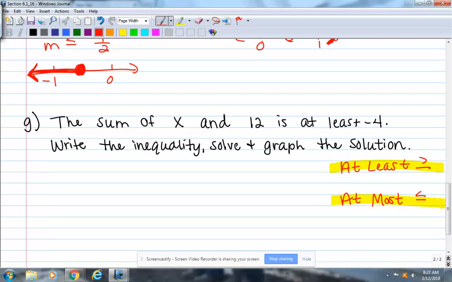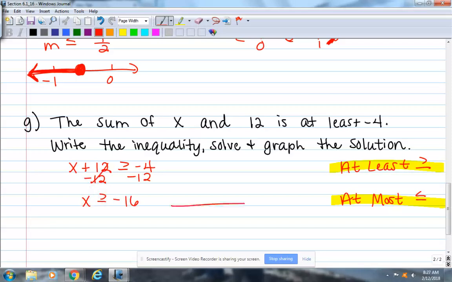So we're going to take that top sentence and make an inequality statement out of it, and then we're going to solve it. So the sum of x and 12. What do you think we write for the sum of x and 12? Right, sum means to add. So we're going to say x plus 12. What do we use for at least? Greater than or equal to negative 4. And then we solve it for x. How do we do that? So x is greater than or equal to what?